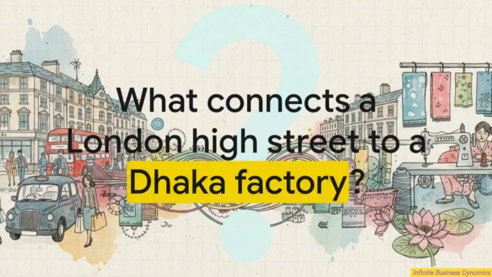Yeah, sure, on paper it's a supply chain, but that's just the boring answer. The real connection, the invisible thread holding the whole thing together, it's all about culture. It's like a bridge of understanding built between 2 completely different worlds. So the real question is, how do you make sure that bridge doesn't just crumble?